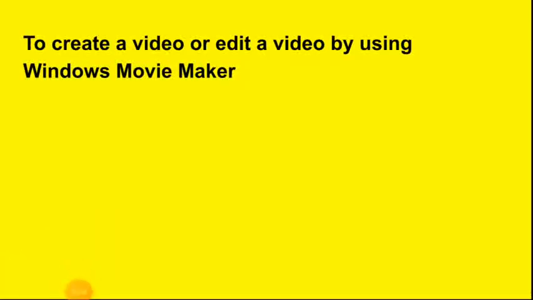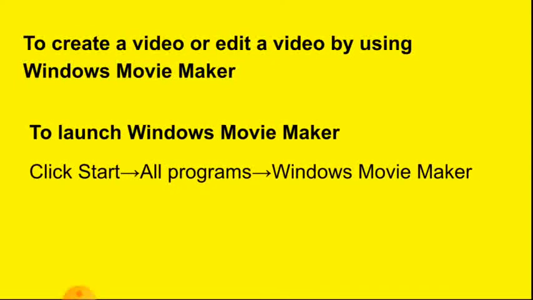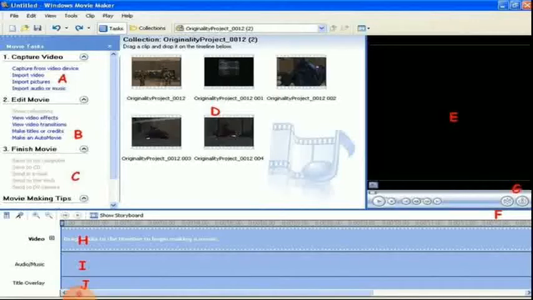Next we are going to learn how to create or edit a video by using Windows Movie Maker. To launch Windows Movie Maker, click Start, All Programs, Windows Movie Maker. This is what the Windows Movie Maker application window looks like.